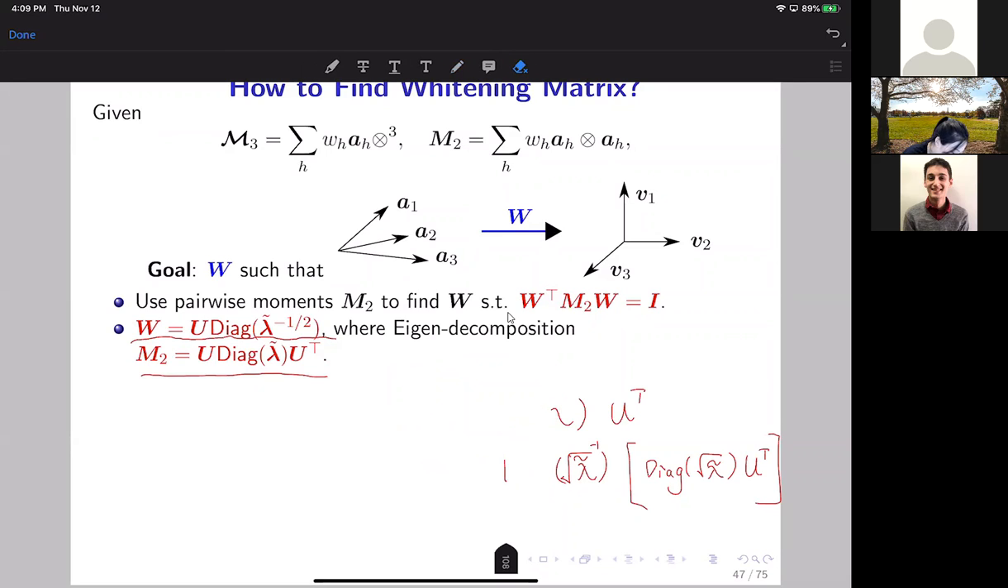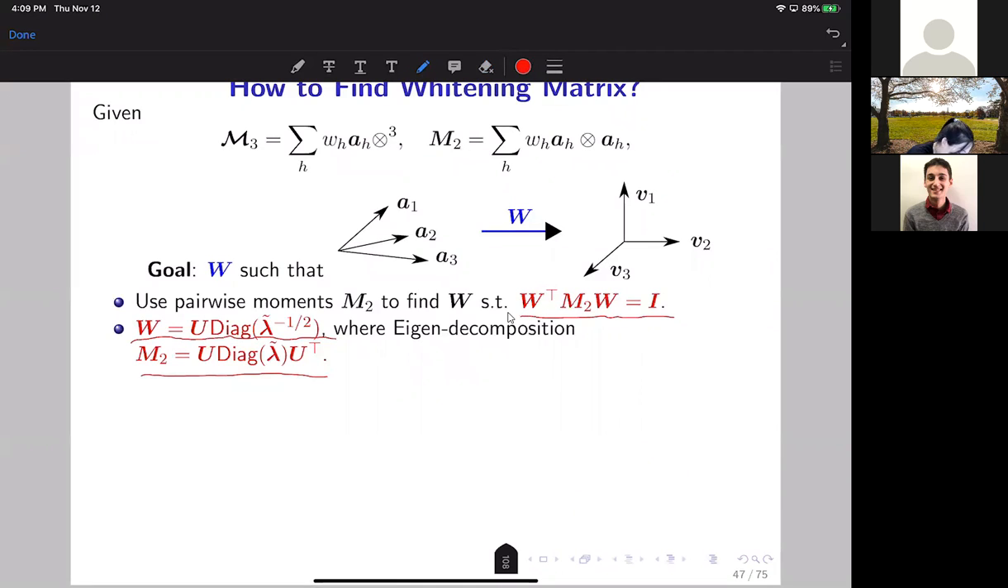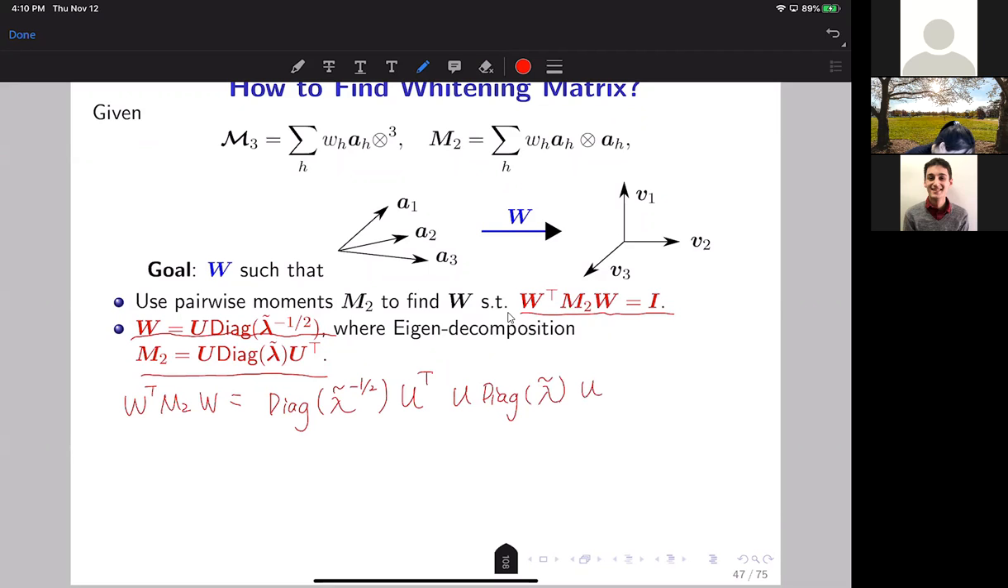So if you check in this way, W transpose M2 W will be identity. I can show you why, right? You can now write W transpose M2 W as, so W is in this form, so it's gonna be diag of lambda and U transpose, right? This is W transpose. M2 is U diag, transpose, and then, again, W, so it's gonna be U diag.